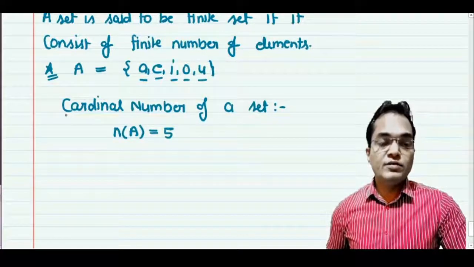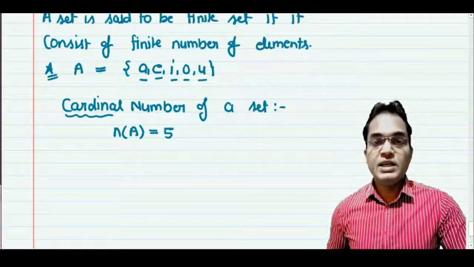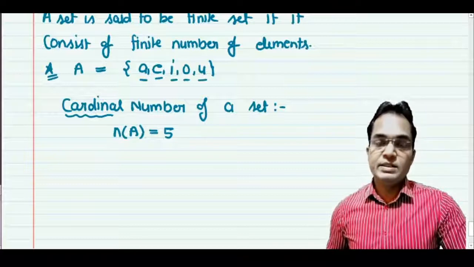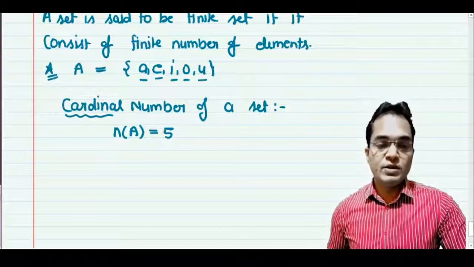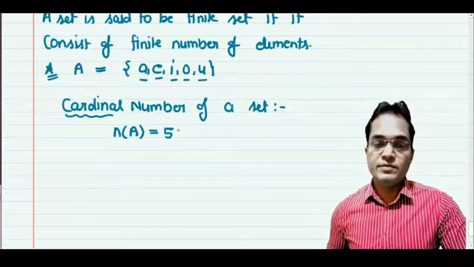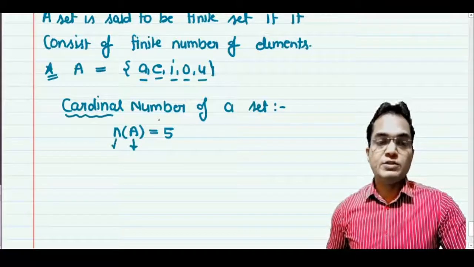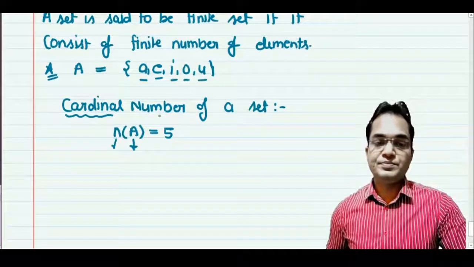Then what is the meaning of cardinal number? It is nothing but the number of objects present in a set. Suppose there are 5, then it is written n(A) equals 5. It is the representation of the set. It is the number that is called the cardinal number of a set.